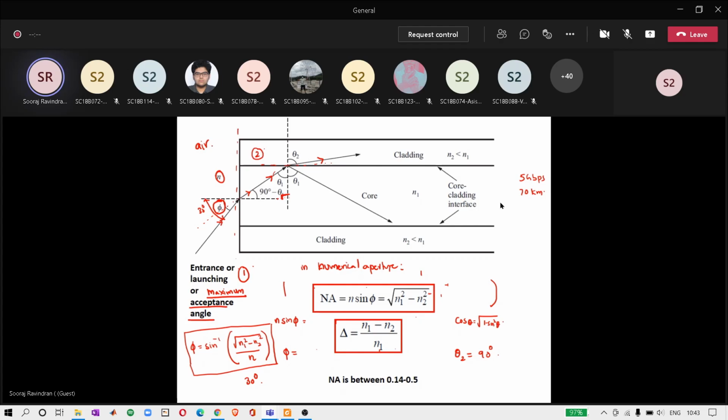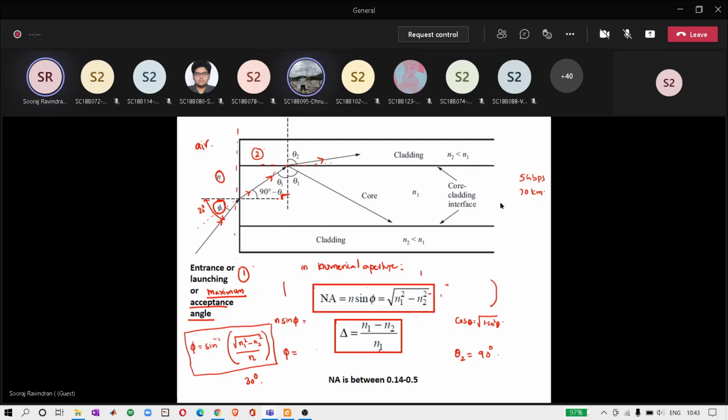How can you increase the numerical aperture? Take materials where the cladding has a very low refractive index and the core has a very high one. Use only the core, sir. So what is the material which has the least refractive index? Vacuum, or air.